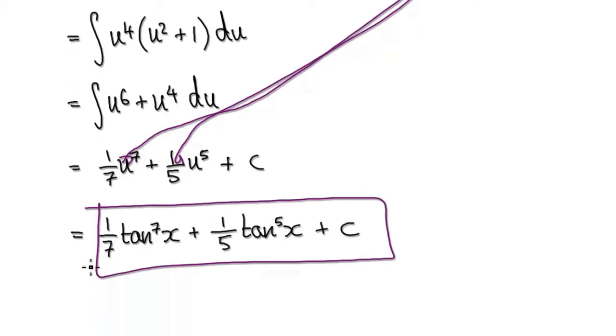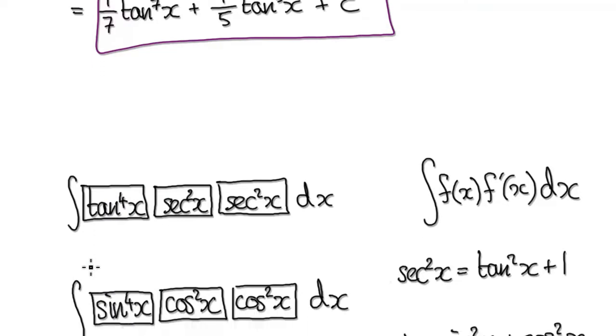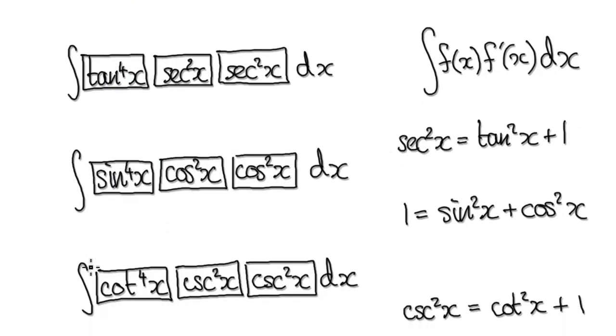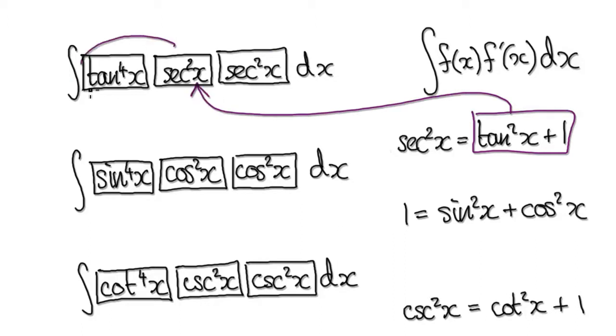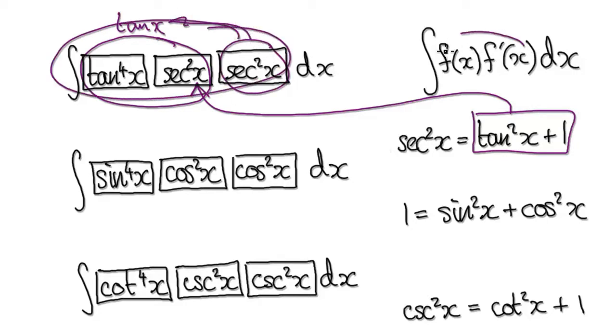So let me recap. To integrate something like this, we would make use of this identity. We would put this into here, and then everything here would become in terms of tan, and then this is the exact derivative of tan. So we can convert this into this form.